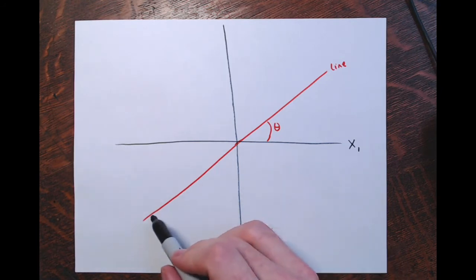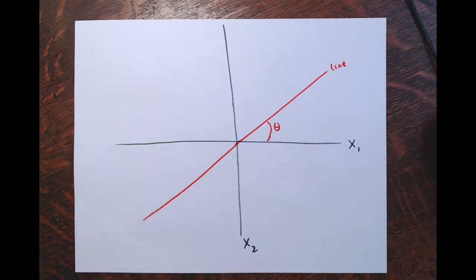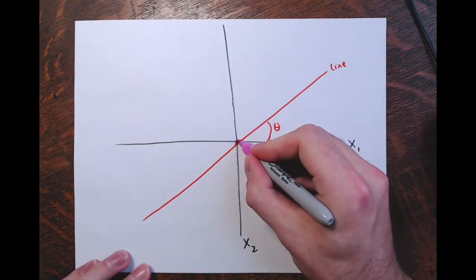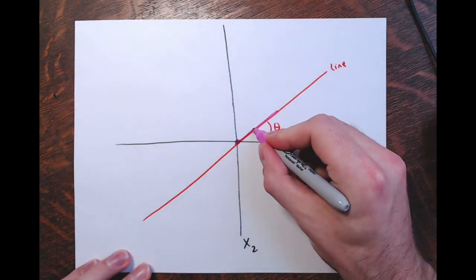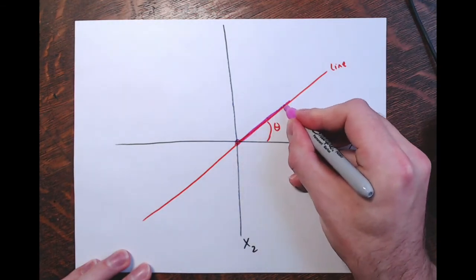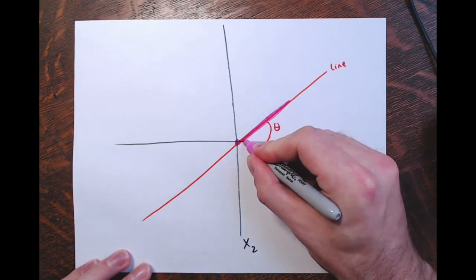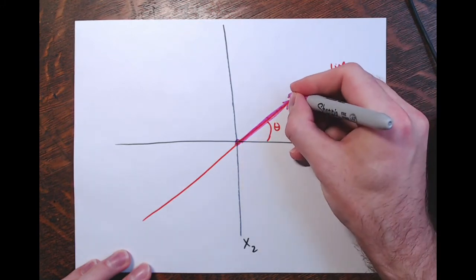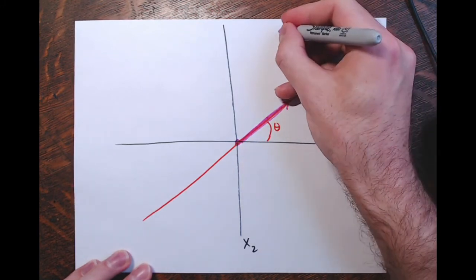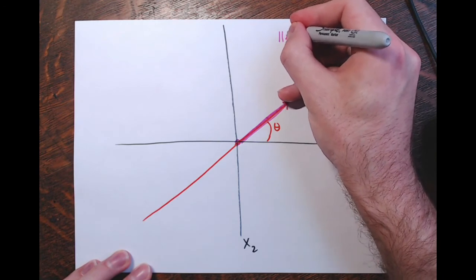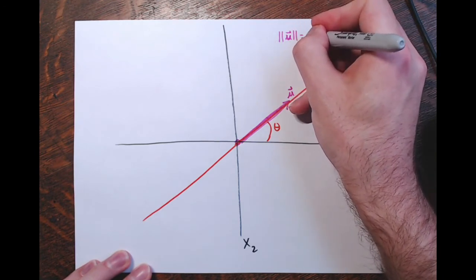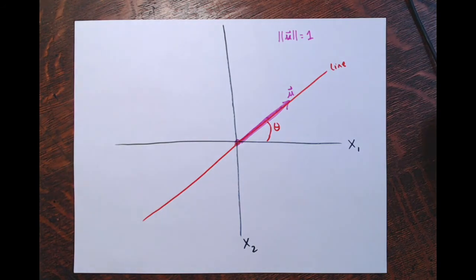Now, if we want to project onto this line, projecting onto this line would be like projecting onto this vector. Right? So I'm going to pick a vector on this line, and I'm going to call it U for a unit vector. Let's say that just to make it easy, unit vectors are easier to work with because they only have a magnitude of 1.